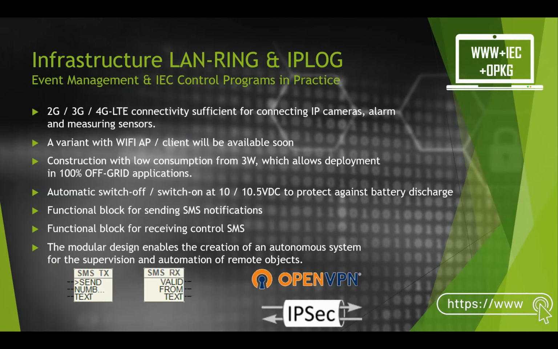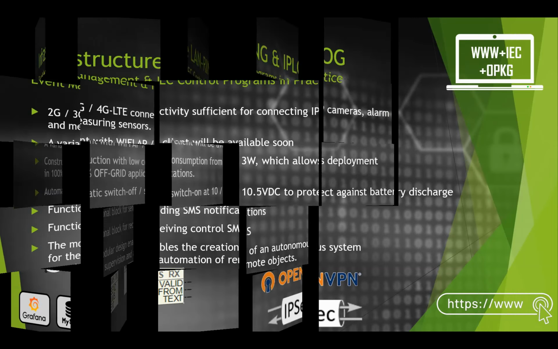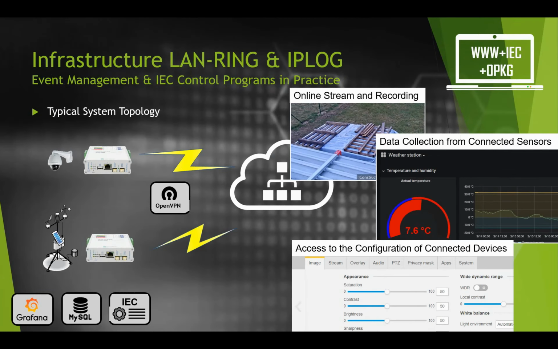iPlog is very often used in off-grid applications with unstable power supply. To prevent the battery from being completely discharged, the iPlog automatically switches to sleep mode when the voltage drops below 10 volts. In the case of remote access, we recommend using a VPN client.